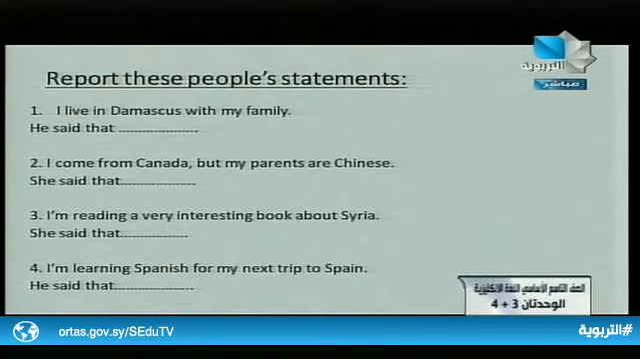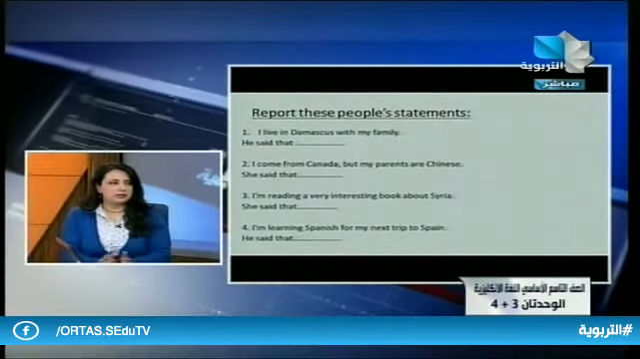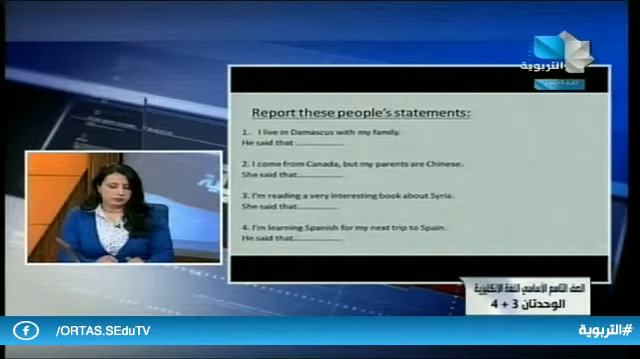So the agent determines the change. Exactly. But the tense goes one tense back. With more than one sentence, with every sentence we have I, but sometimes it turns to be he and sometimes she, based on the beginning. Can we let Ms. Lamis do 3 and 4? I am reading a very interesting book about Syria. She said that she was reading a very interesting book about Syria.